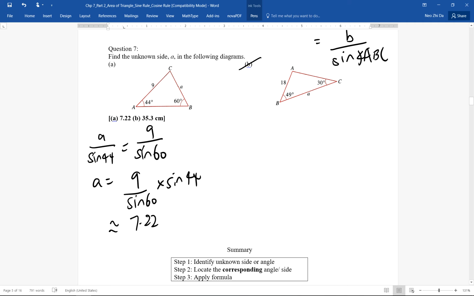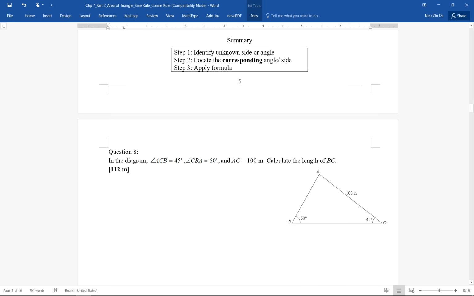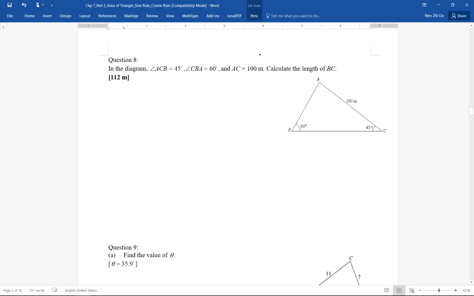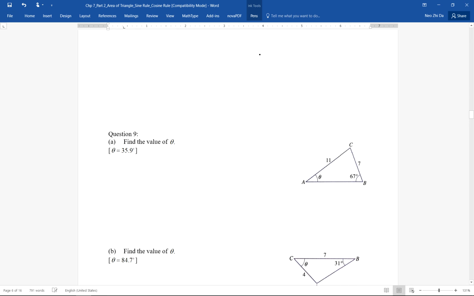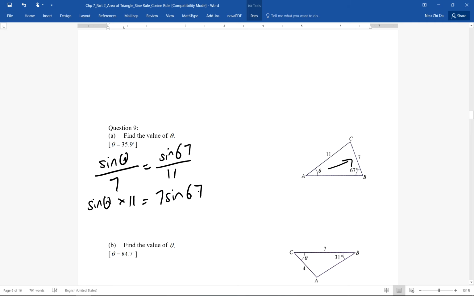So B is finding angle. Now we did finding length. Now we will do finding angle. I'll pick one question that requires you to find angle. Okay, question 9A. So now we are finding this angle. So this time we are finding angle. So sine theta, what's the length directly opposite? 7. Okay, equal. So obviously it will be sine 67 over 11. Cross multiply, sine theta times 11 equal to 7 sine 67 degrees.